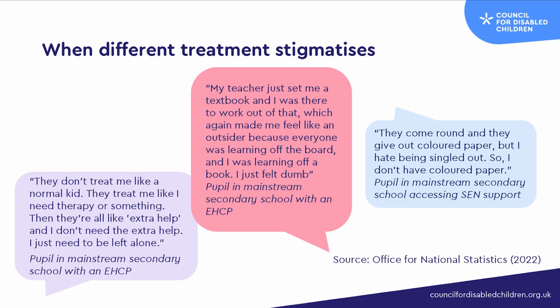One pupil described feeling that their school assumed that they always needed an adult, which made their classmates see them as less independent. But pupils also describe when things go well, when teachers understand their needs, explain things sensitively, and create a classroom where difference is accepted. Pupils can embrace the adjustments and feel proud of how they learn.